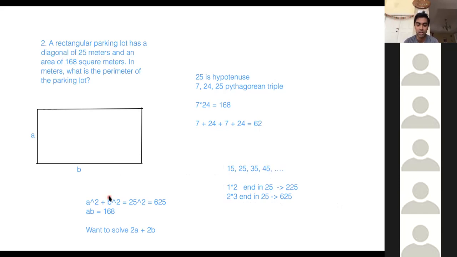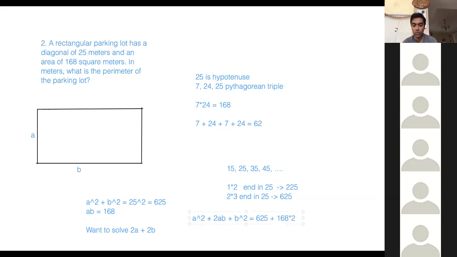So we know what A squared plus B squared is. We know what AB is. We want to solve for A plus B. Any ideas on this? What if, instead of telling you I knew what A squared plus B squared and AB is, I told you what A squared plus 2AB plus B squared was? Do we know what that is? 625 plus 168 times 2. Okay, good.